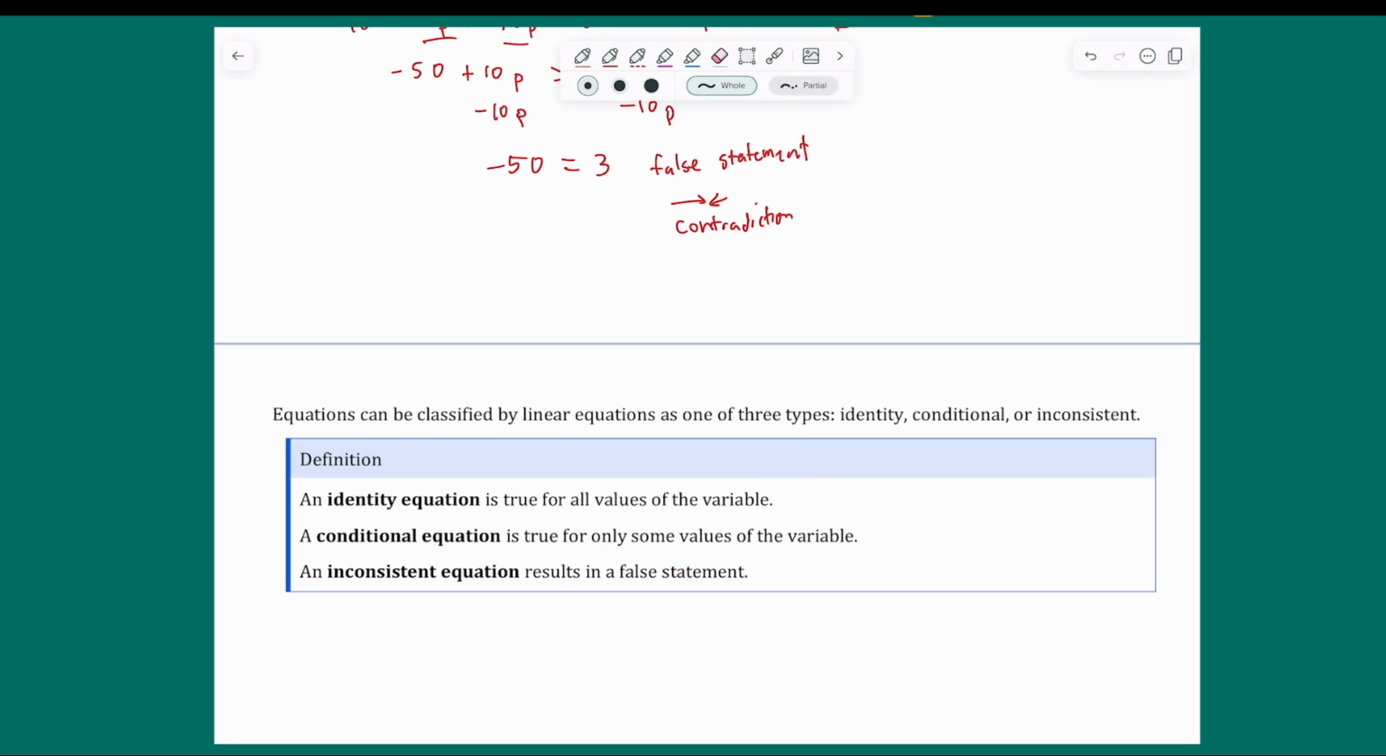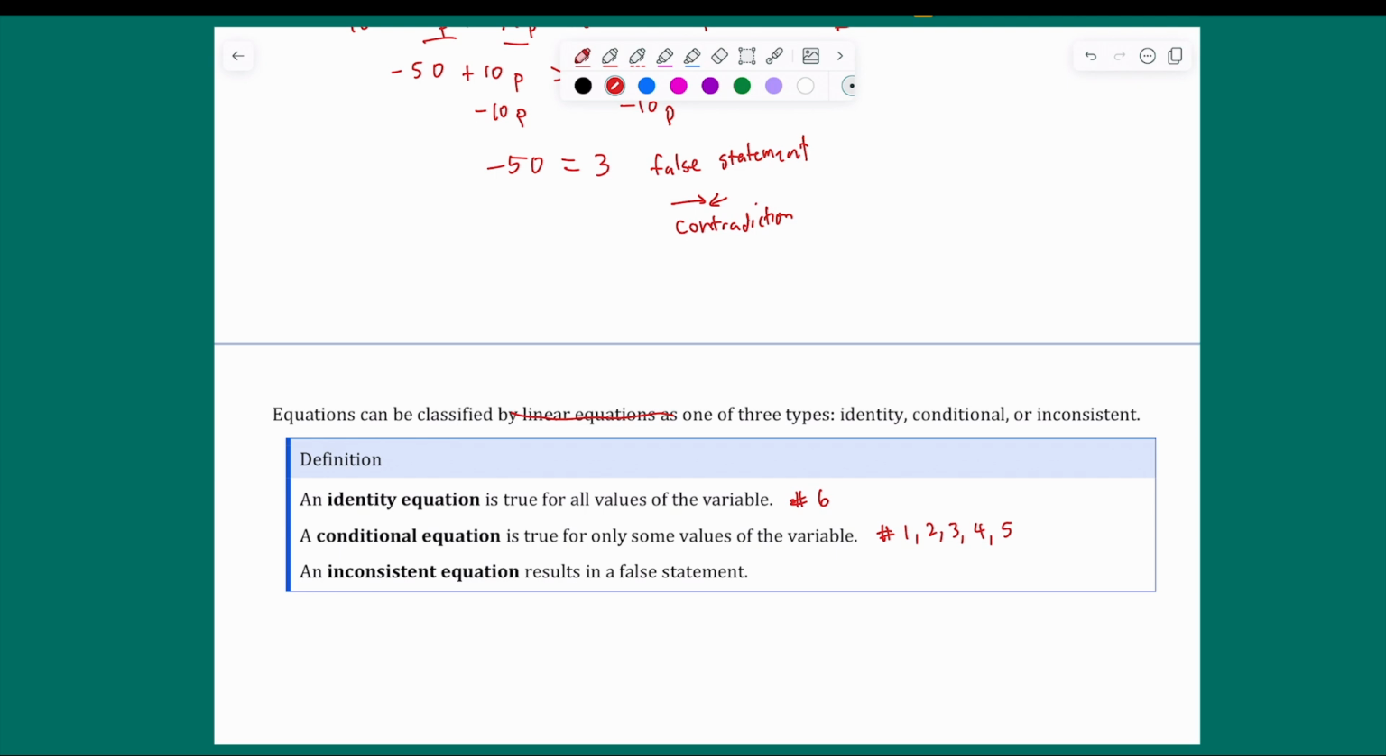Equations can be classified as one of three types: identity, conditional, or inconsistent. So we have an identity equation, which is true for all values of the variable, and that's like equation number 6 that we just solved, and we saw that we got a true statement. A conditional equation is true for only some values of the variable, and that's like equations 1, 2, 3, 4, 5. In other words, we tend to have one solution or some solutions that satisfy the equation.